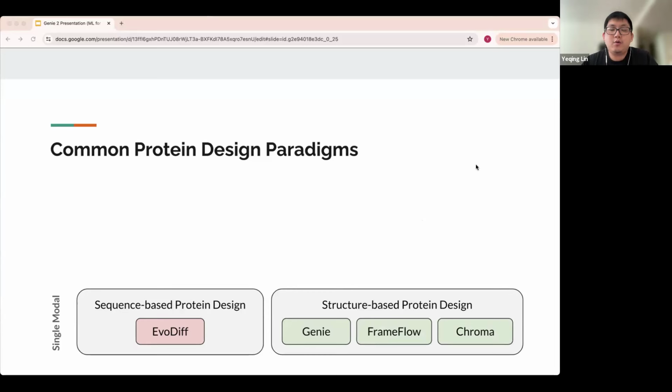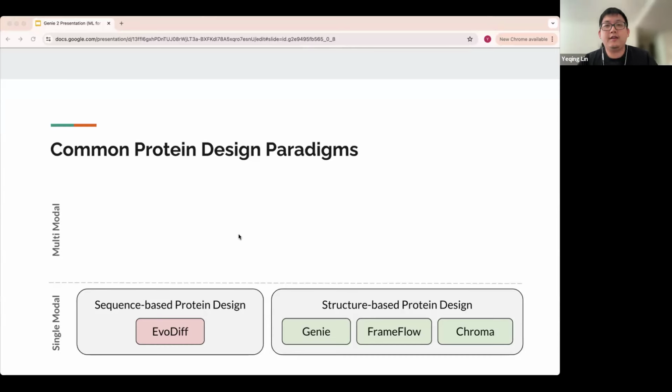The generated structures are then passed into inverse folding models, for example, ProteinMPNN and ESM inverse folding, to obtain the sequences out of them. However, given the interconnectedness of sequence and structure, recently there have been several attempts to combine multiple modalities into a single diffusion process.